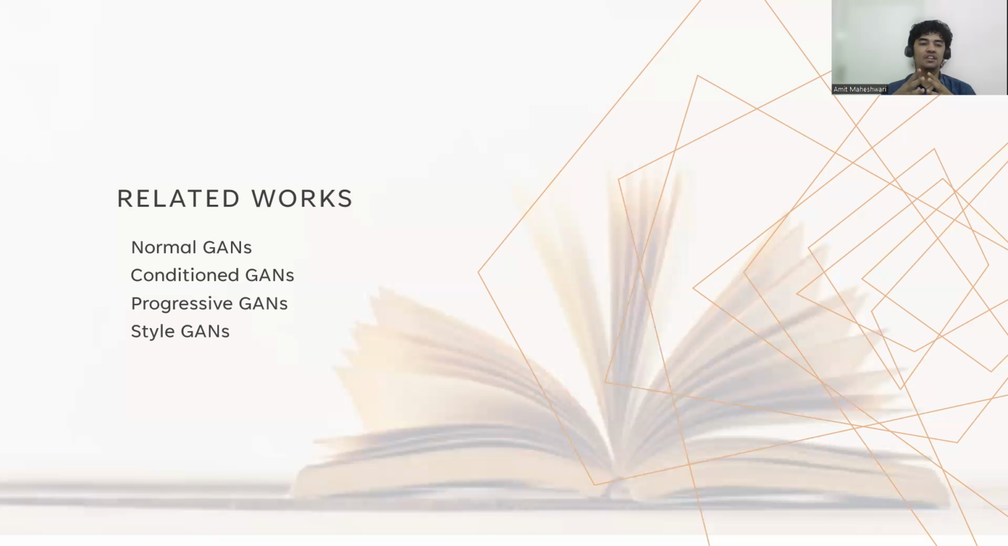And after that, there are progressive GANs. Progressive GANs were specifically introduced to be able to generate higher resolution images. But as we can see, as the resolution goes high, the computation cost goes high, and thus it doesn't stay very efficient in general. And there is another one, StyleGAN.